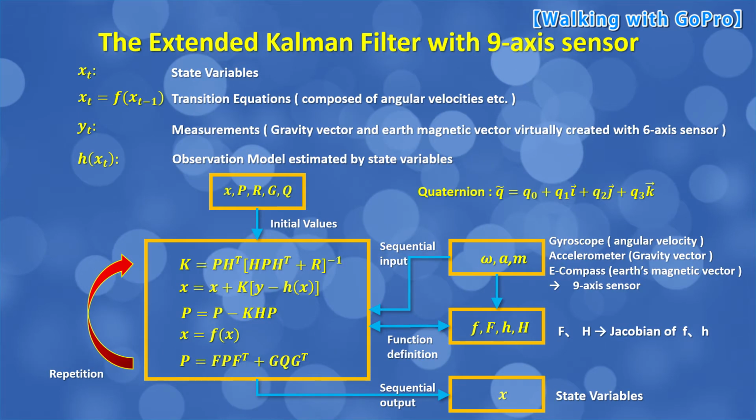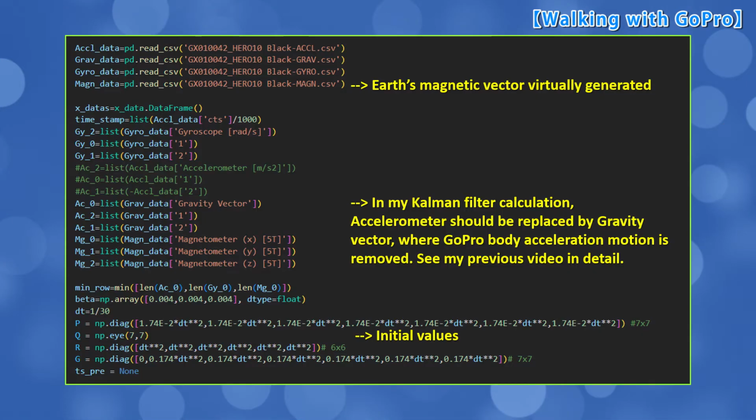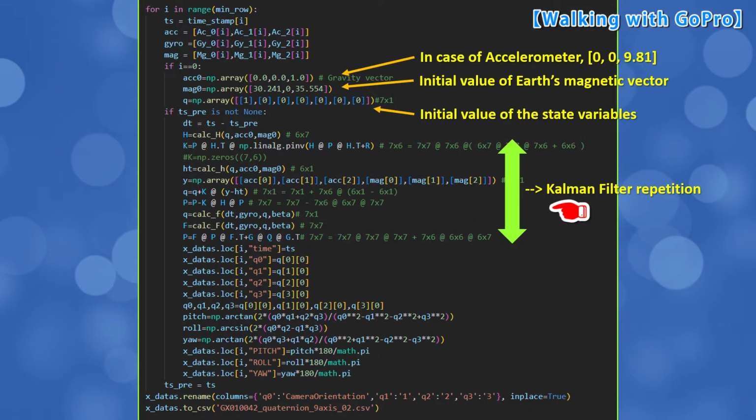Here's a conventional algorithm of the extended Kalman filter. The keywords are state variables, transition equations, measurements and observation model. Once you have fixed them, all you have to do is code according to the algorithm. It's an example for reference. In this code, the axis number is 9-axis and the state variables are composed of quaternion and gyroscope offset. Here, it reads the virtually generated Earth's magnetic vector. And the gravity vector is used instead of the accelerometer as mentioned before. These lines show repetition of the extended Kalman filter.